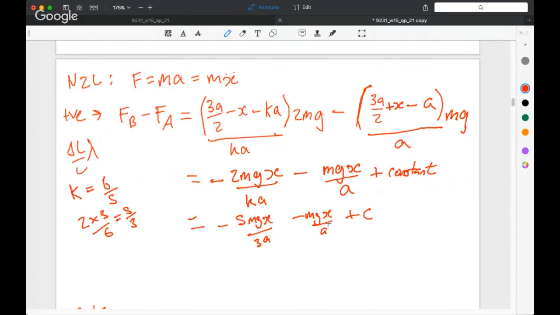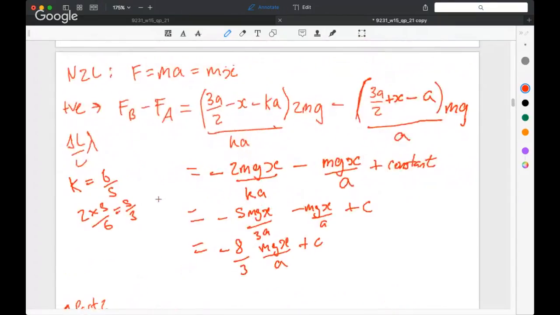Is that what I had? I think, if you just add those together, just double check my calculator. Did you get this far? Yeah. Okay. If you could just do these bits for me, because I find it awkward using a over 3. Yeah, you get 8 over 3 mgx over a plus c.